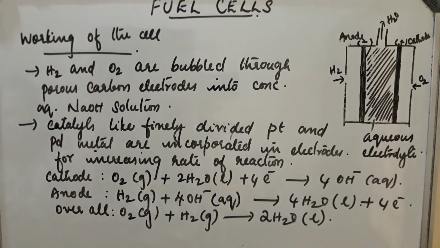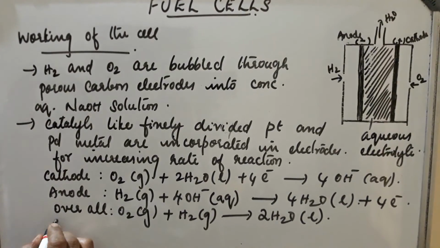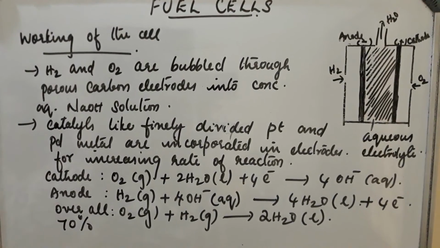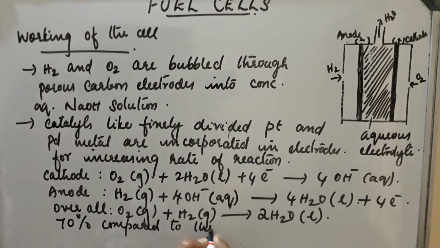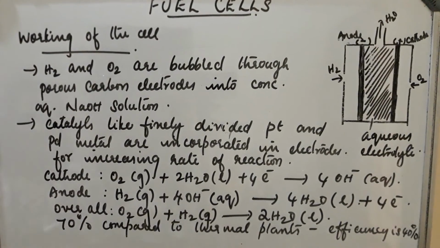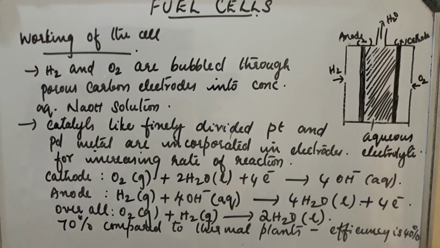Here in this case, the efficiency of fuel cells is 70% compared to thermal plants. In the case of thermal plants, the efficiency is only 40%. So it has high efficiency, and also it is pollution free.